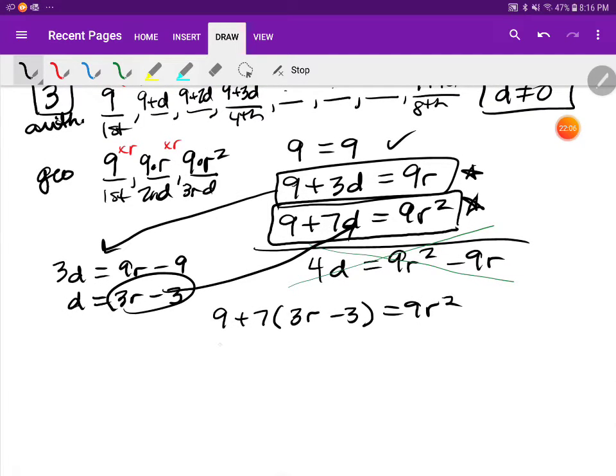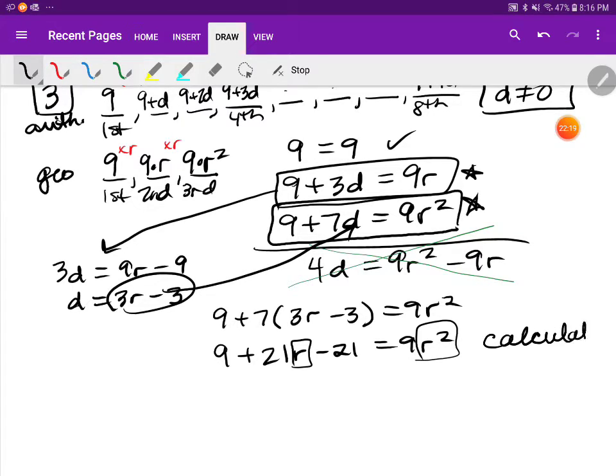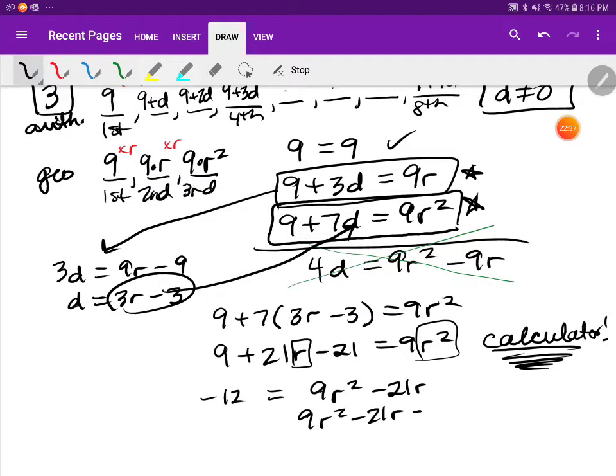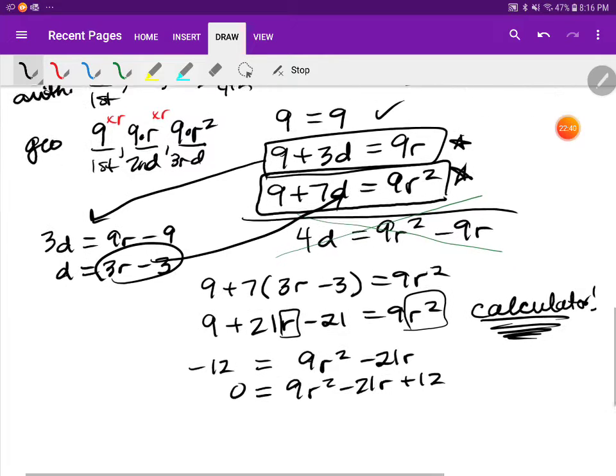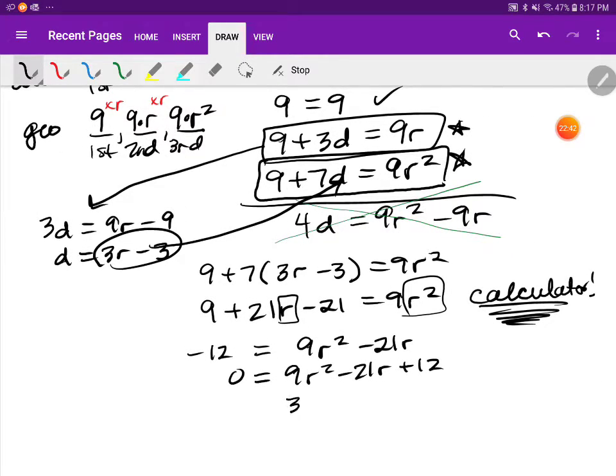Now remember, you've got to write in a way that somebody can figure out what you're doing: Miss Herzog and I, or the IB people. I'm on the calculator section. Do you need to solve this by hand? You do not need to solve this by hand. Am I going to solve it by hand? I'm such a bad example. I'm going to solve it by hand. This is minus 12. Wow, it's raining outside. Okay, so 9r squared minus 21r plus 12 equals 0, because I'm too lazy to go get my calculator on the other screen. How about divided by 3?